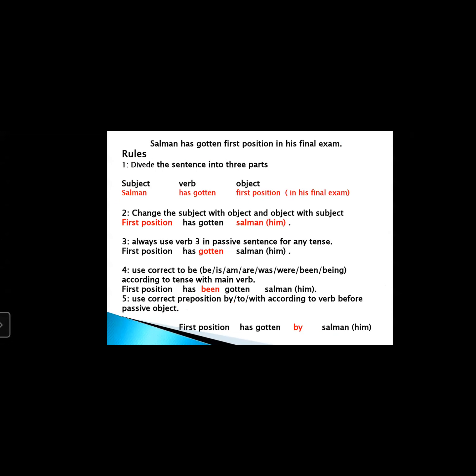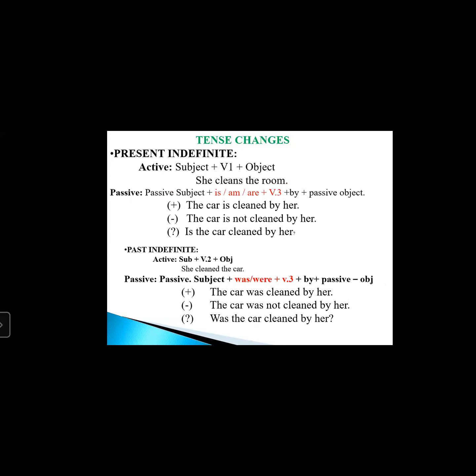We have to divide the sentence. We have to change the position of subject with object, and object with subject. The verb must be in third form, and the helping verb must be used according to the situation. So these are tense changes. How do tenses change? Subject, verb one, and object. Inshallah, I will share these notes on tenses with you, but you can also take a screenshot alongside.